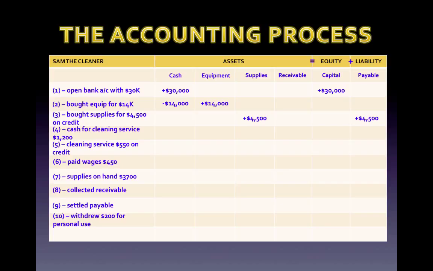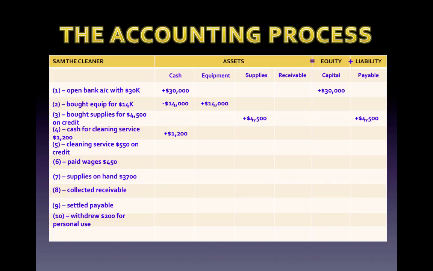So this again meets the duality principle. Two effects based on one transaction. The fourth transaction is that Sam went to a customer's place, cleaned the toilets or cleaned the house, and he received cash in consideration for that service.